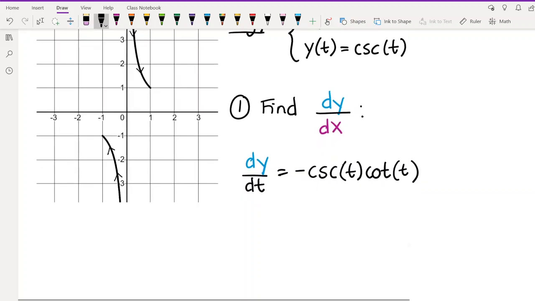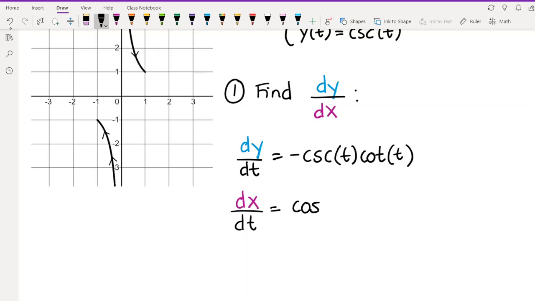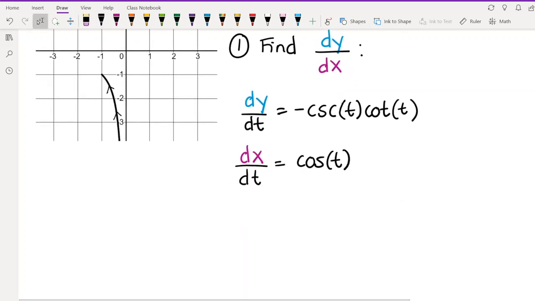And then what's the derivative of sine? So that's dx dt. That is equal to cosine of t. And so how do we find dy dx? Well, now we just put these things into a fraction, right?